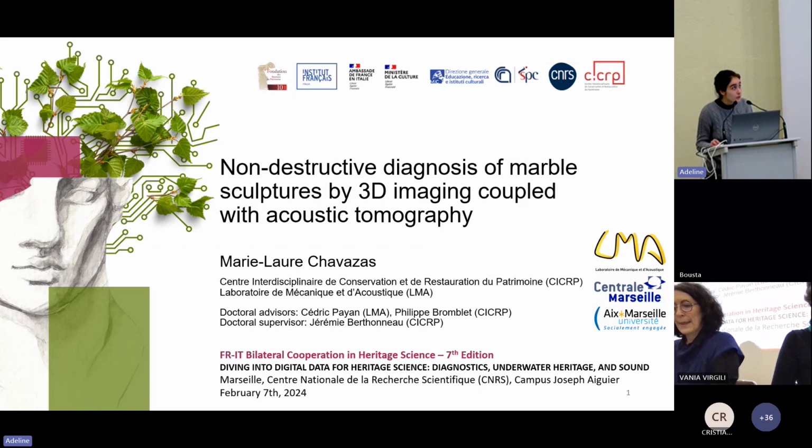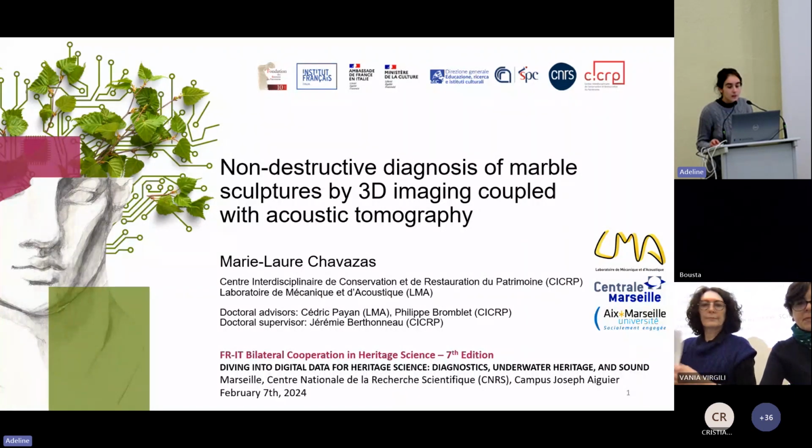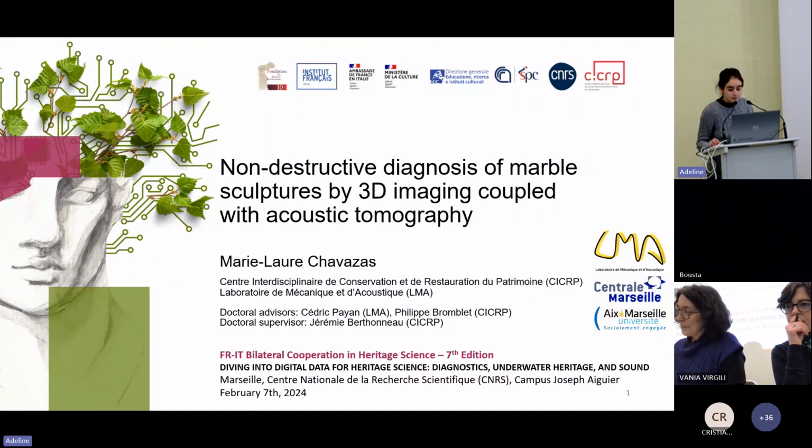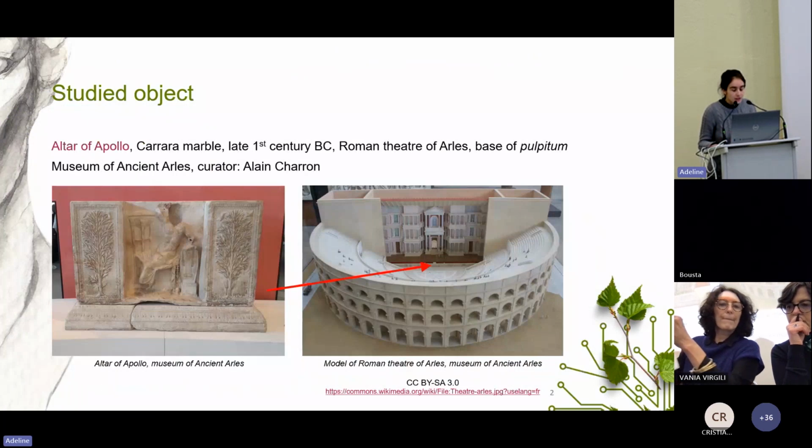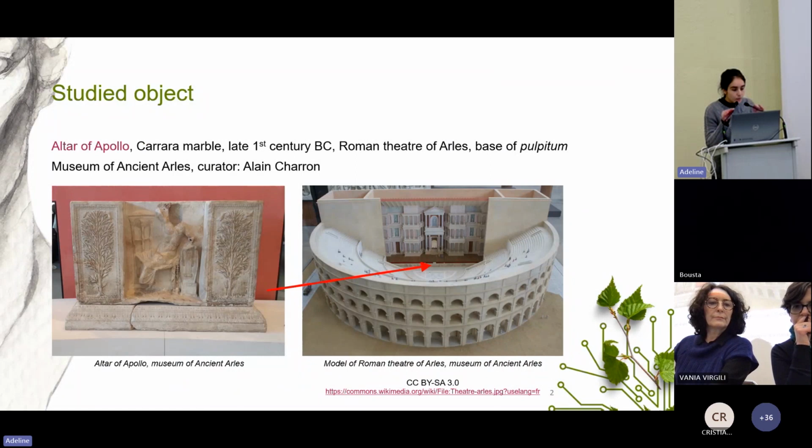Today, I will present a part of my doctoral work on the non-destructive diagnosis of marble sculpture by coupling 3D imaging with acoustic tomography. The object studied in this work is this altar of Apollo. It is made of Carrara marble.